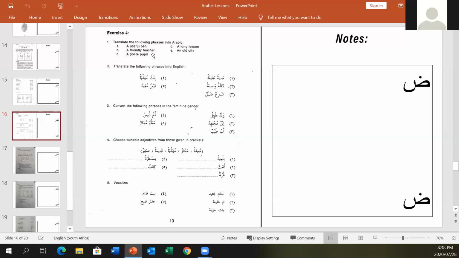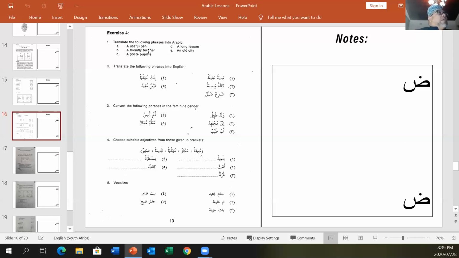Remember that? Anisun. The first one, a useful pen. A useful pen, qalamun, is masculine. So therefore, useful: it will be mufidun, not mufidatun. Qalamun mufidun. Mashallah, shukran, Wasima. Because qalamun, or pen, is masculine.